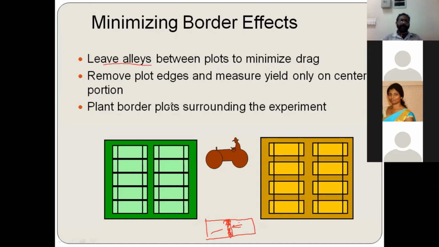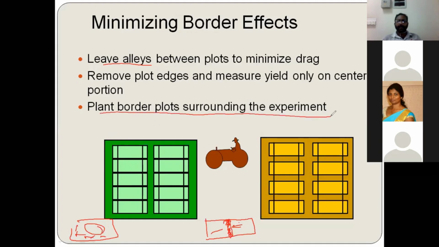Can you remember alleys? Remove the plot edge and measure the yield only on the center portion. So that is what I said earlier. If you have border plants, don't take those plants for the analysis. Only take the middle part of it. Plant border plots surrounding the experiment. So purposefully we plant some plants for border effects, so that we can avoid the border effects also when you plant it.